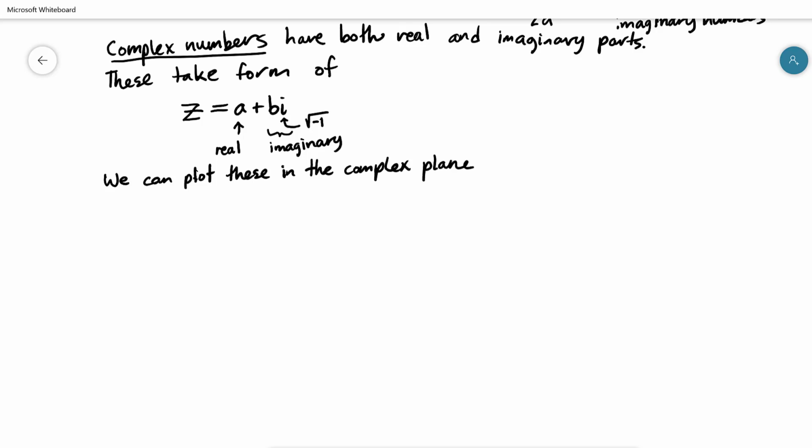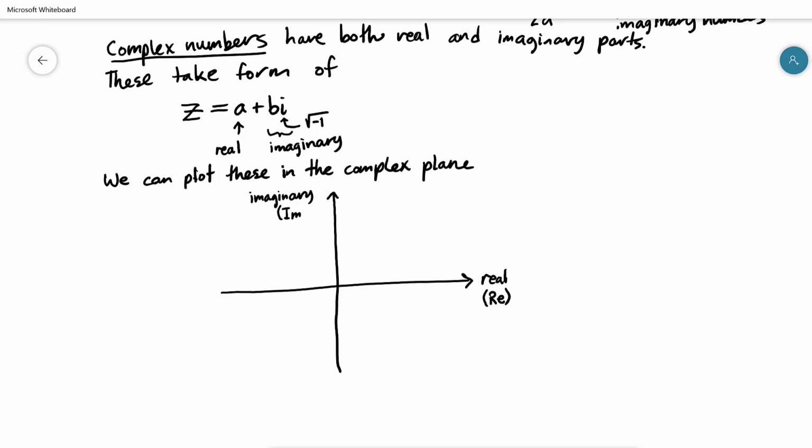The complex plane looks like our normal Cartesian plane, but instead of labeling the axes x and y, we're going to label them real. So this will be our real axis, and I may just use the letters RE for that. And this one up here is going to be our imaginary axis. And again, we may just use the letters IM to abbreviate that down the line.